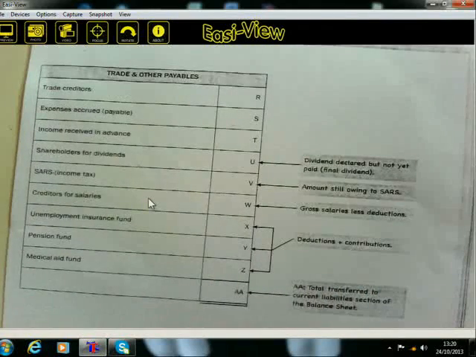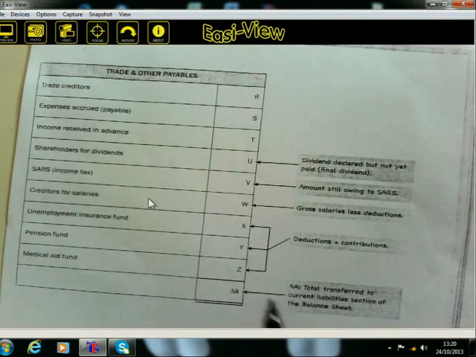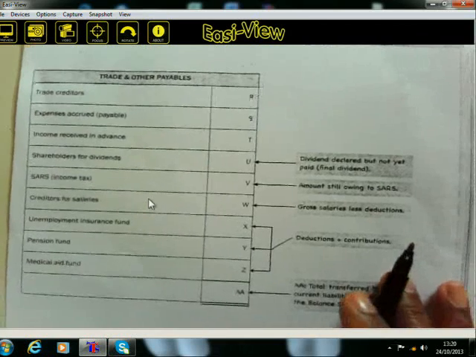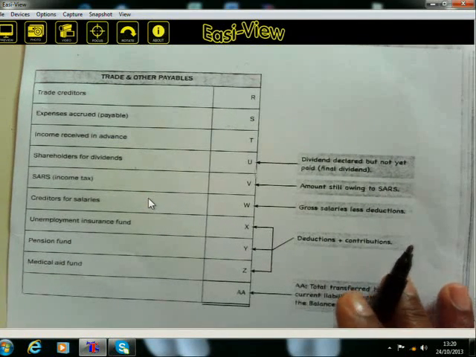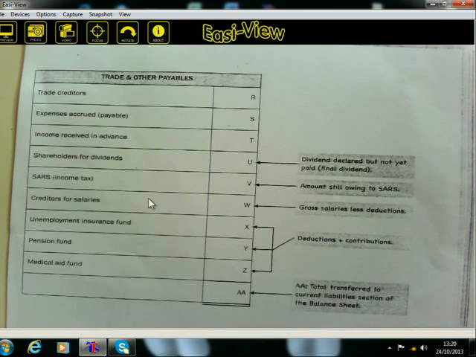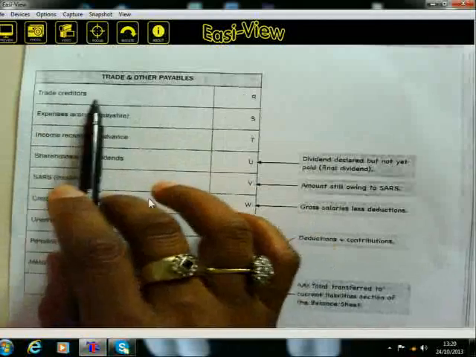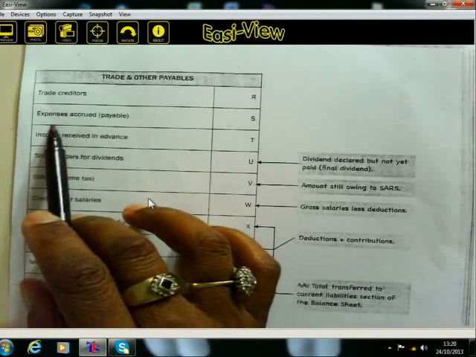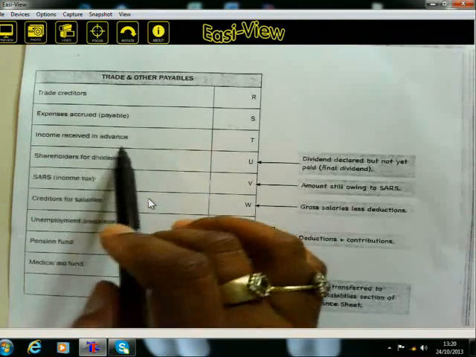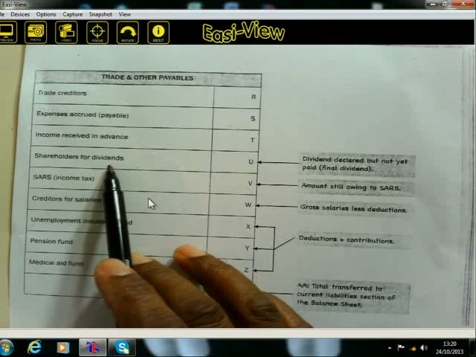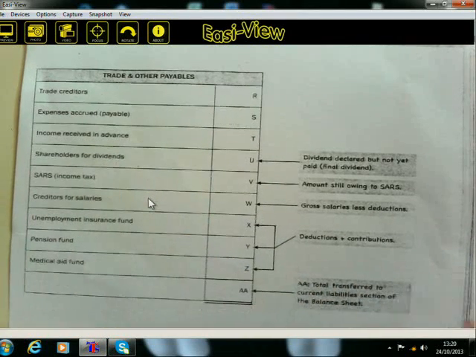I'm referring you back again to the Mind the Gap. Use that document, learners, because at least it's trying by all means to explain everything clearly. Under trade and other payables there are trade creditors, and then expenses accrued, income received, shareholders for dividends. If the dividend is declared but not yet paid, then you should enter it under trade and other payables. Then the SARS income tax.